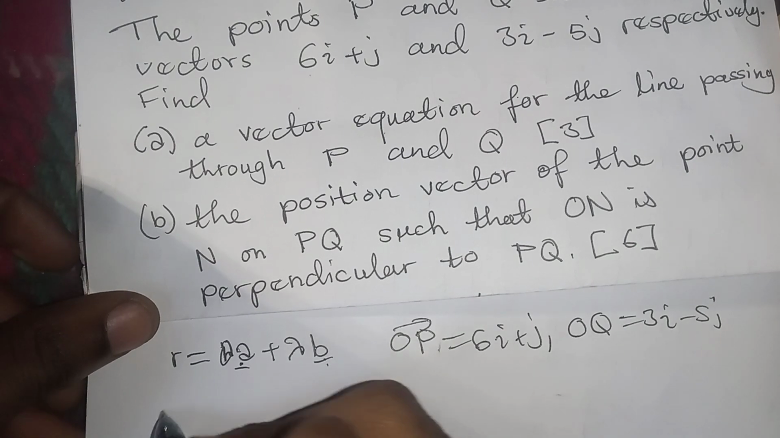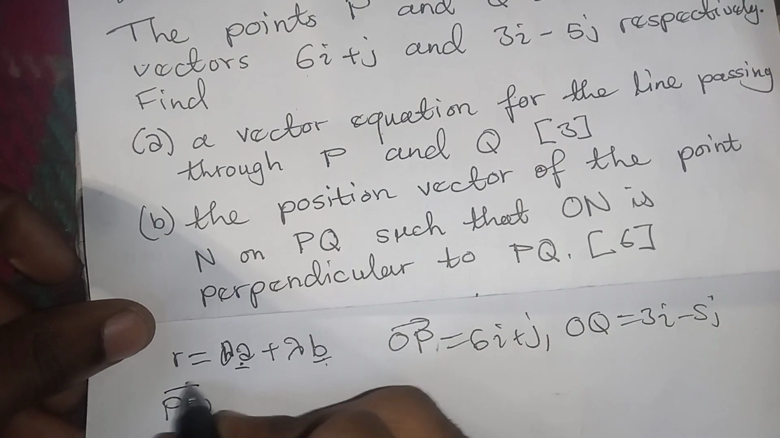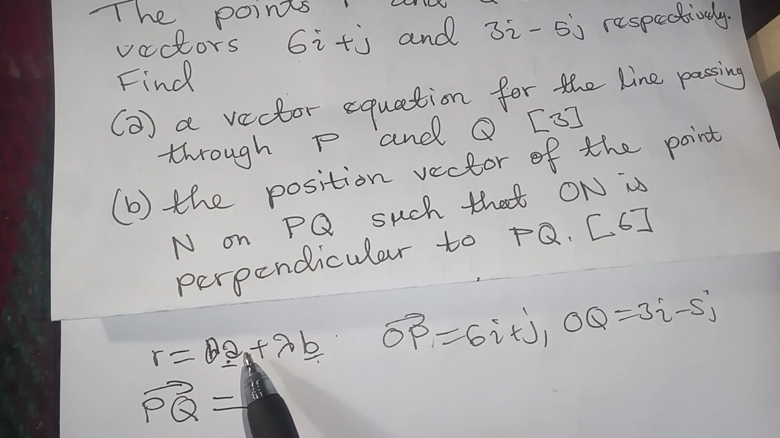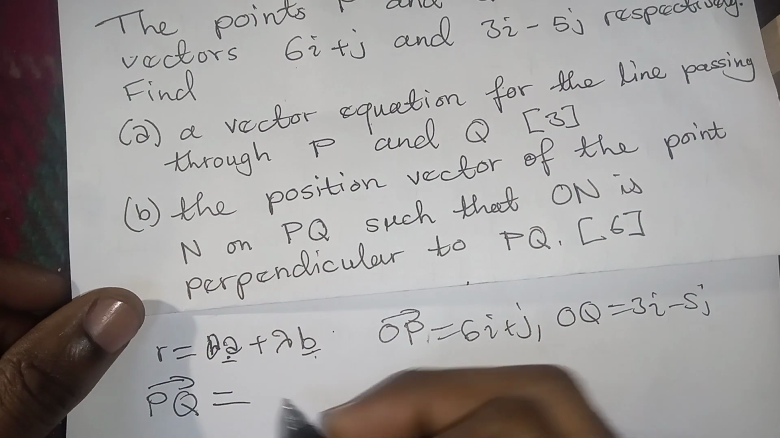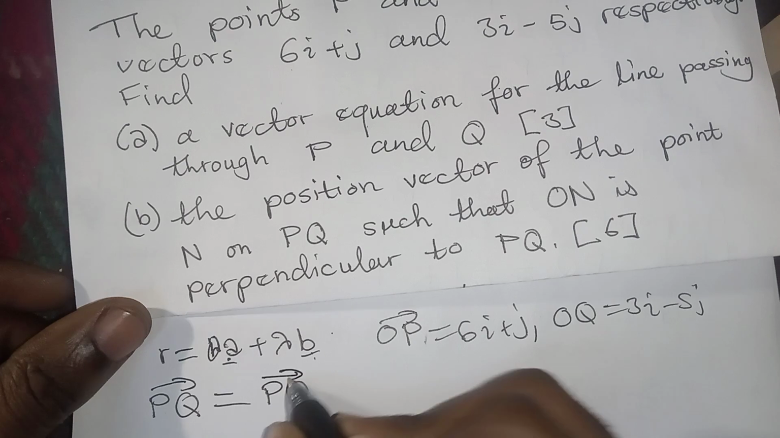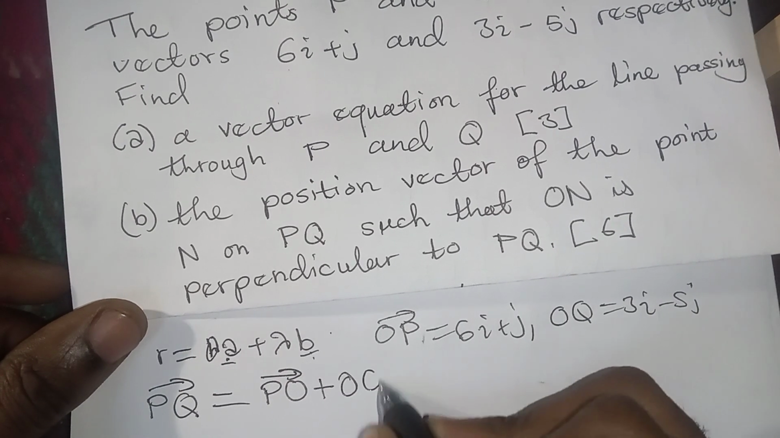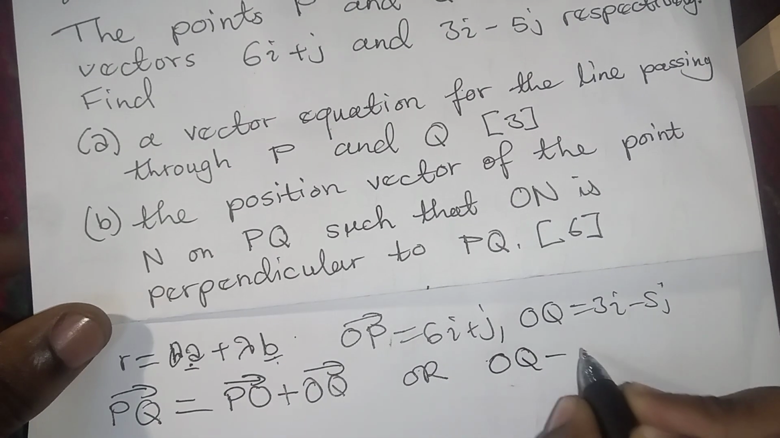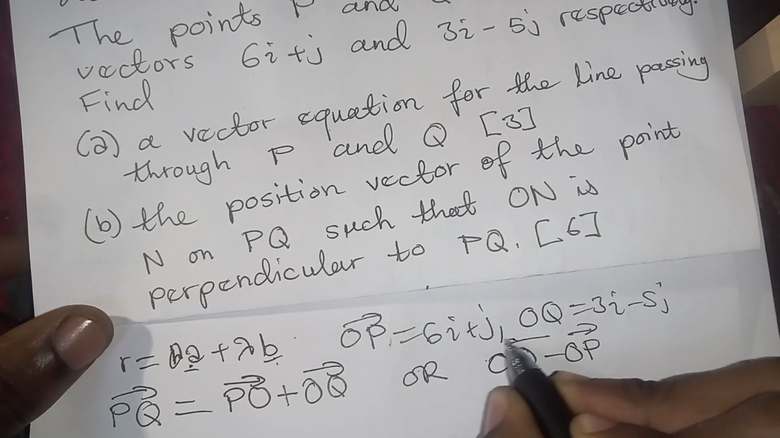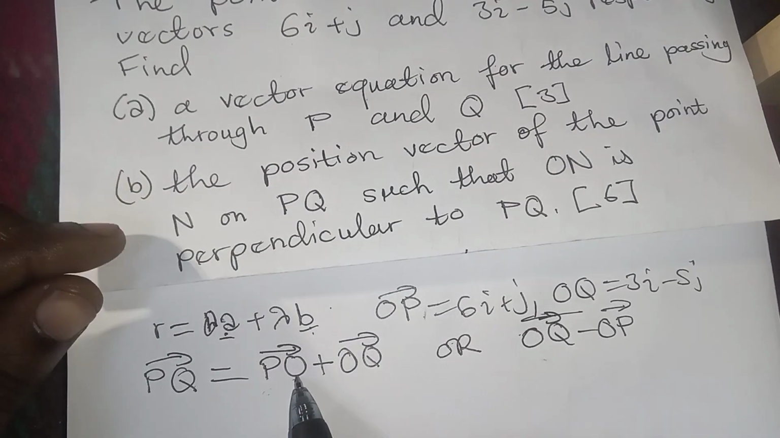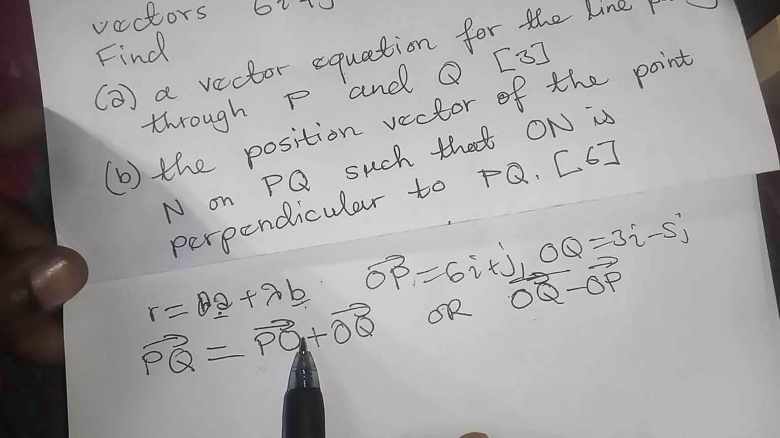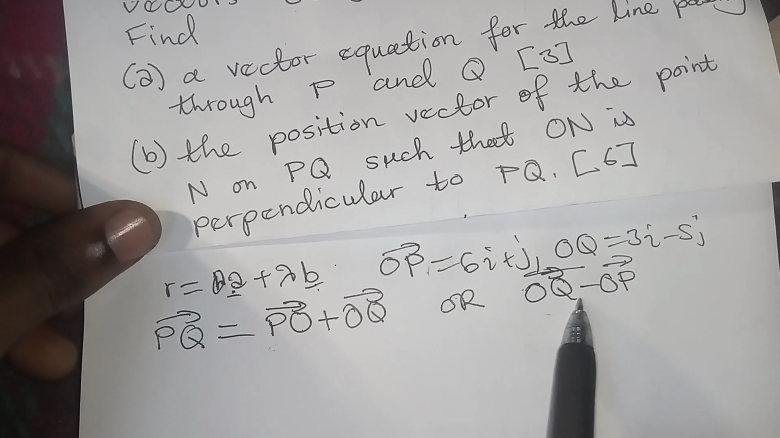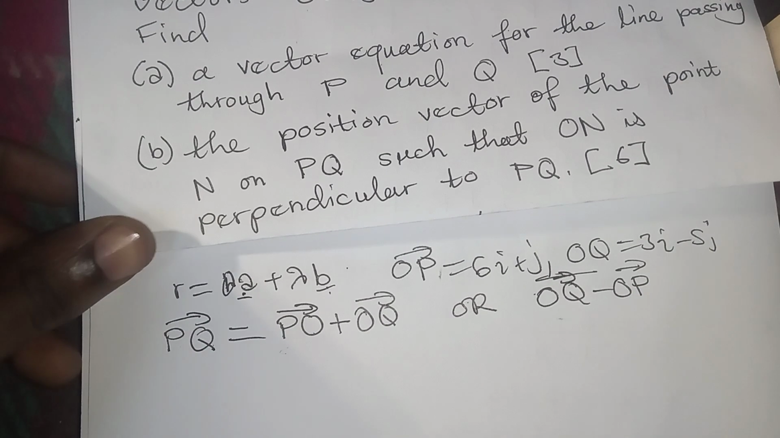So to find the direction, we can just find the direction vector PQ. This should give us the direction of this equation. So now this is PO plus OQ. Another one can say this is OQ minus OP, depending on what you were taught. My students were taught this in mathematics. I didn't want to change what they knew, so I'm stuck with this. But if you normally use this one, you can use it.